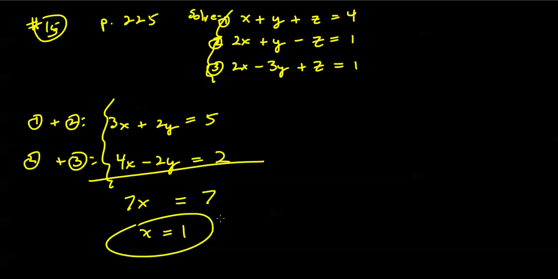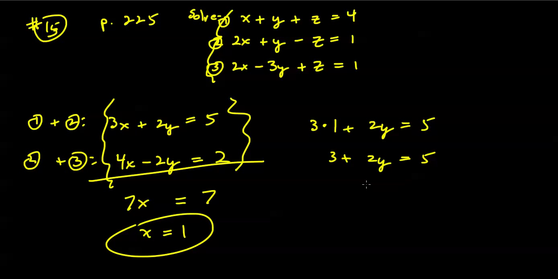Alright, I can now plug 1 into either of these equations to solve for y. So I'll pick the first one. 3 times 1 plus 2 times y equals 5. I'll get 3 plus 2y equals 5. 2y equals 2, or of course, y equals 1. So when x is 1, y is 1.